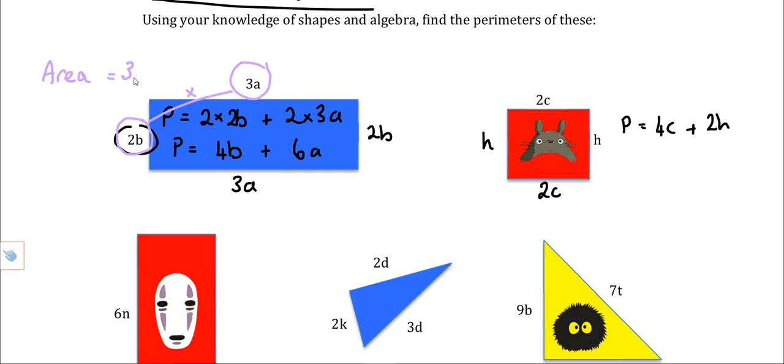So we've got 3a times 2b. And what does that simplify? 6ab. Wait, that's how you do it? That's how you do it. That's simple. Oh! Yeah. I thought that I'd be born with it.